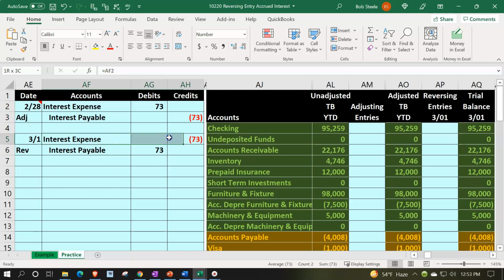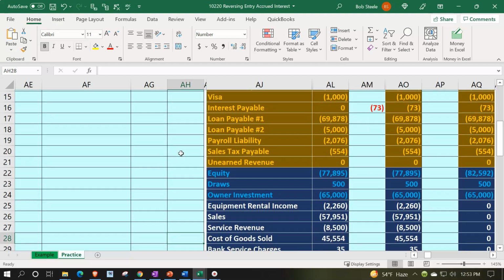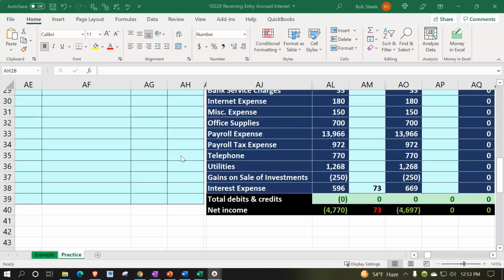We're going to say the interest expense is going to be a credit. That should look funny. That should look unnatural because expenses usually only go up in the debit direction. But that's why this is a reversing entry.